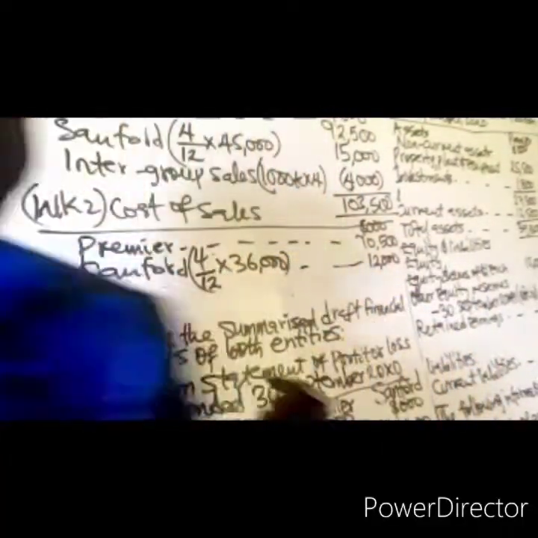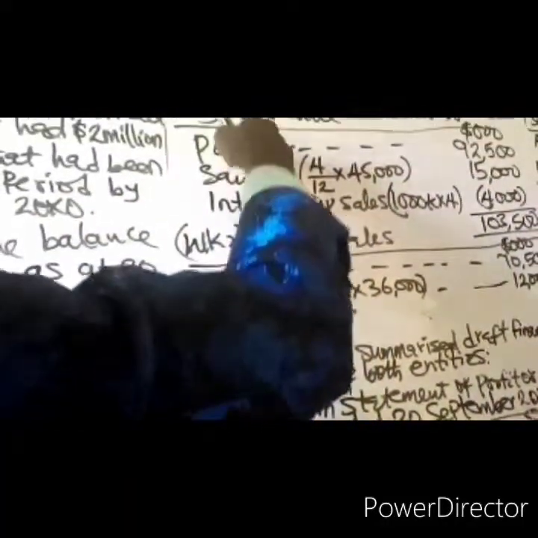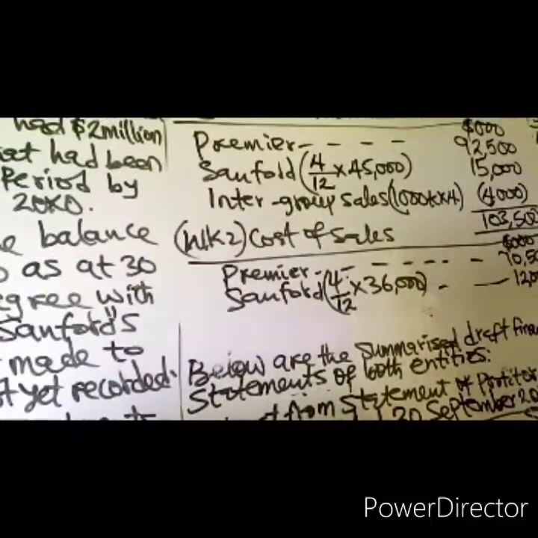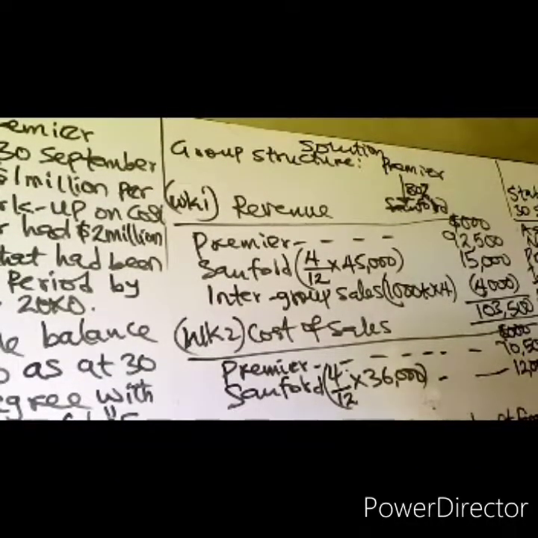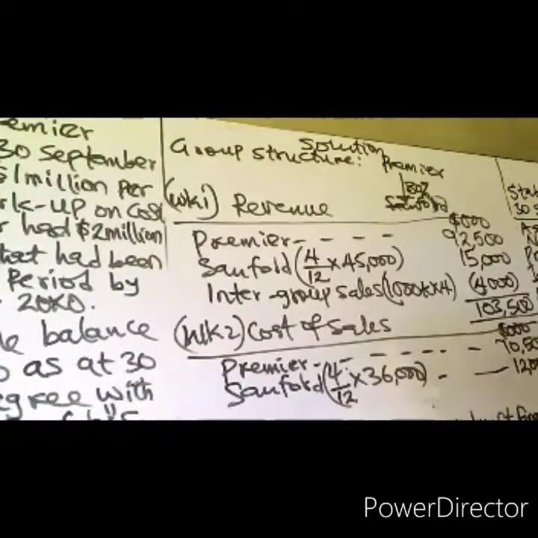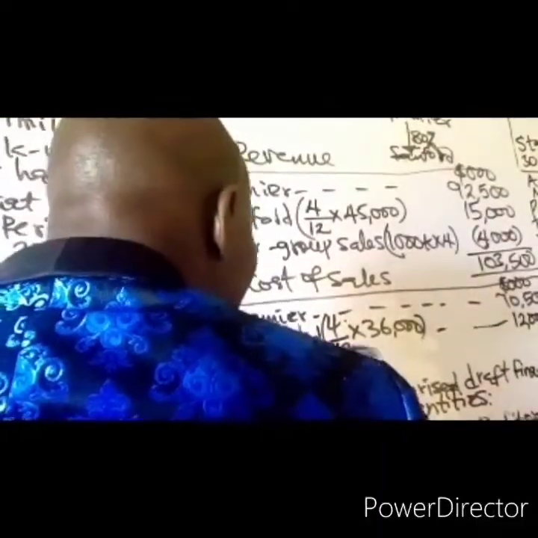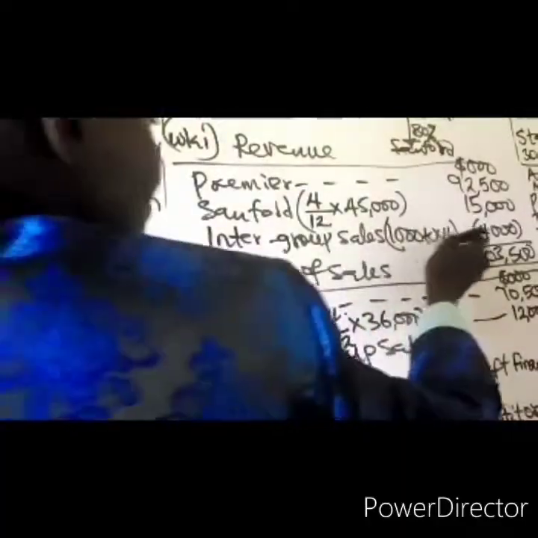Don't forget, I've told you that intergroup sales will be deducted from revenue and cost of sales. I believe you will have watched my lectures on consolidated financial statements, the statement of financial position, and part 1 and part 2 of the consolidated statement of profit or loss before proceeding to this. Then we have intergroup sales or intergroup purchases. Intergroup is 4,000.